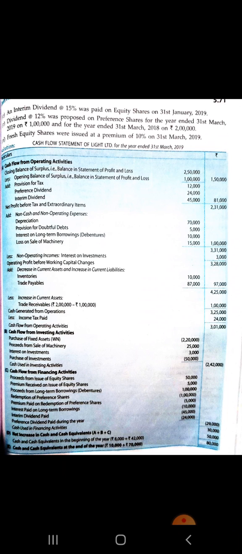Next, adjustment for working capital, decrease in inventory 10,000, increase in trade payable 87,000. Then increase in trade receivable 1 lakh. Amount after adjustment 3,25,000 is cash generated from operations. Next, income tax paid. Cash from operating activity rupees 3,01,000. Next, investing activity.